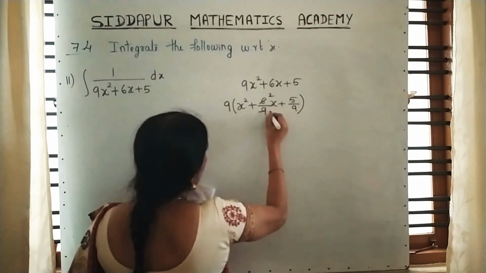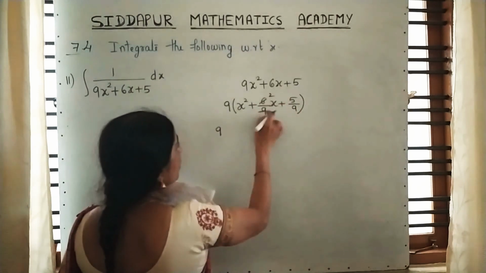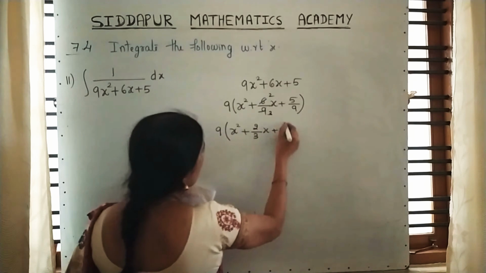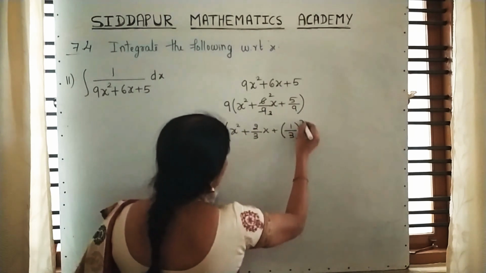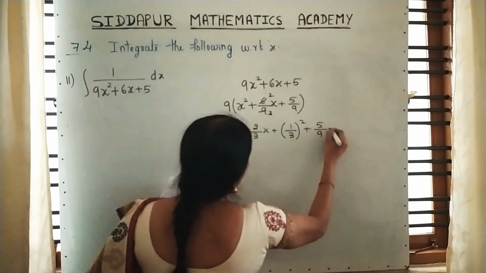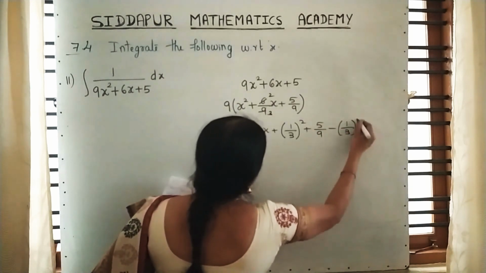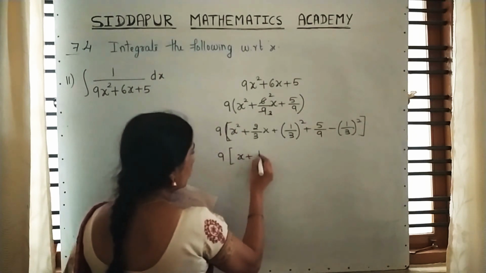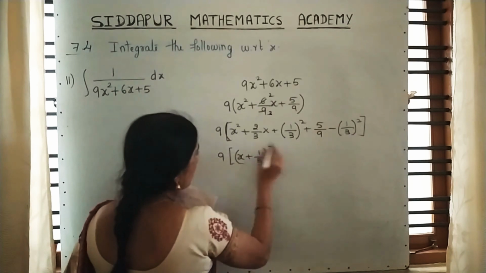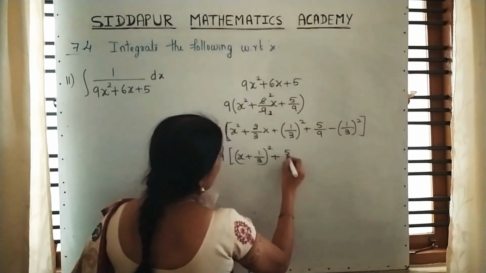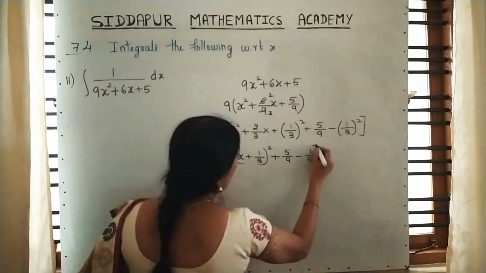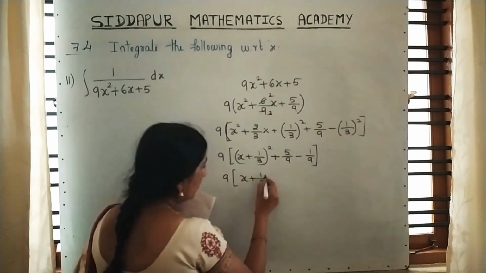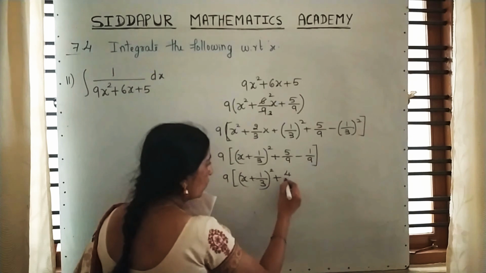See, 3 2s are 6, 3 3s are 9. Now the x coefficient is 2 by 3. Half of that is what? Yes, half of that is 1 by 3. So it is x square plus 2 by 3 x plus 1 by 3 square, plus 5 by 9 minus 1 by 3 square. Now 9 as it is, x plus 1 by 3 whole square, as this is a perfect square, plus 5 by 9 minus 1 by 9. How much is it? 4 by 9. So 9 in the bracket, x plus 1 by 3 whole square plus 4 by 9.